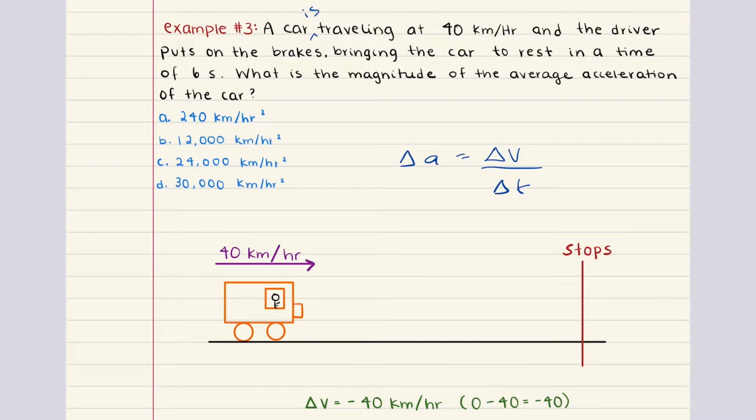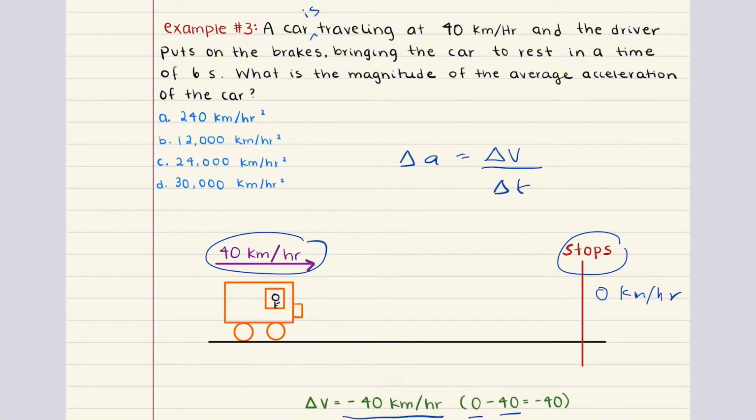Now, to solve for delta V, change in velocity, we need to keep in mind that the car's initial velocity is 40 kilometers per hour, and because it comes to a complete stop, the final velocity is 0 kilometers per hour. That means we can calculate the change in velocity as final velocity minus initial velocity. That's going to be 0 minus 40. That gives us a change in velocity equal to negative 40 kilometers per hour. And that negative sign indicates that the car is decelerating.